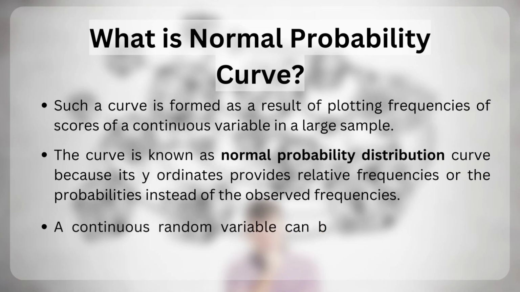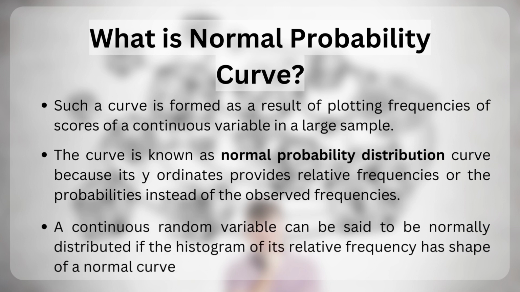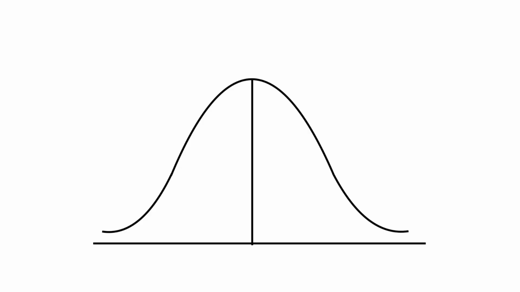A continuous random variable can be said to be normally distributed if the histogram of its relative frequency has the shape of a normal curve. Now, this is referred to as a normal bell-shaped curve, and a particular continuous variable can be said to be normally distributed only if the histogram of its relative frequency, not the actual observed frequency, has the shape of a normal curve.